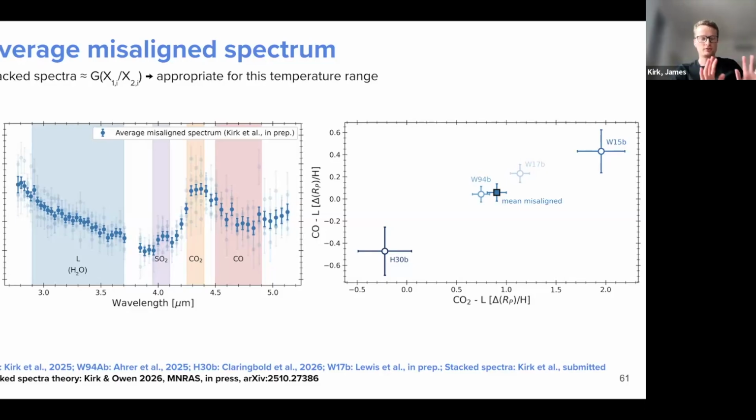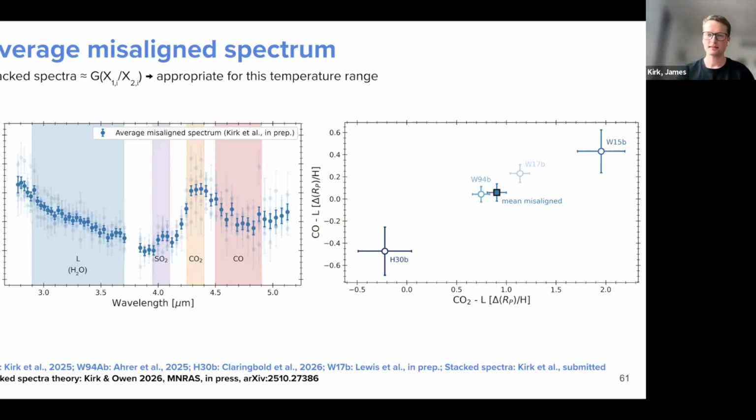Now, looking again also at this plot on the left-hand side, I'm showing 4 different photometric bins in these colorful bands here. We have the L band, which is mostly probing water for these planets in blue, a band centered on SO2 in purple, CO2 in orange, and then CO in red. And then on the right-hand side, I'm showing one particular color diagram with the CO minus L color on the y-axis against the CO2 minus L color on the x-axis.